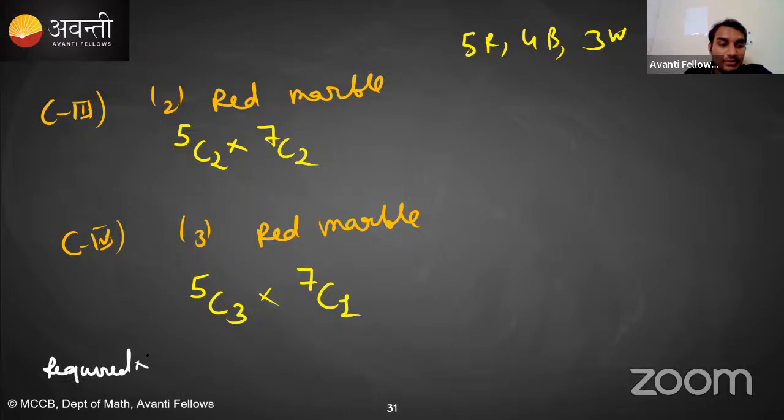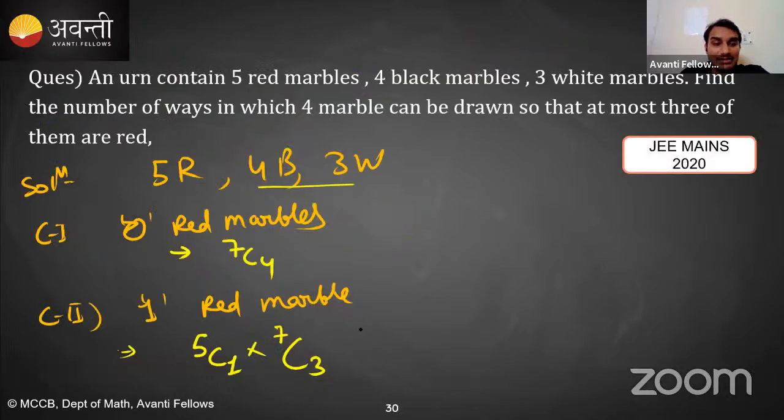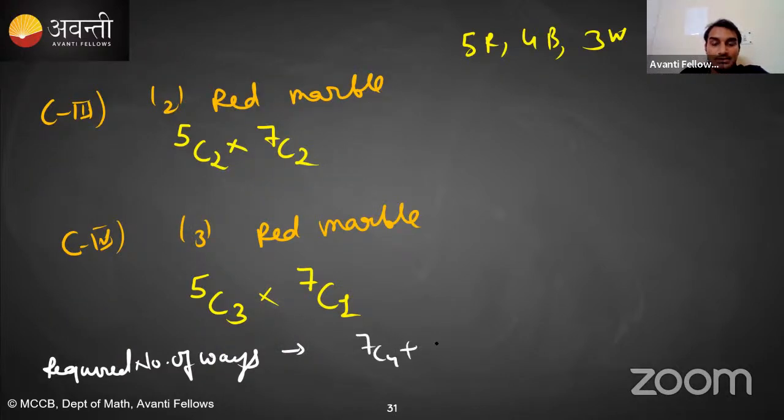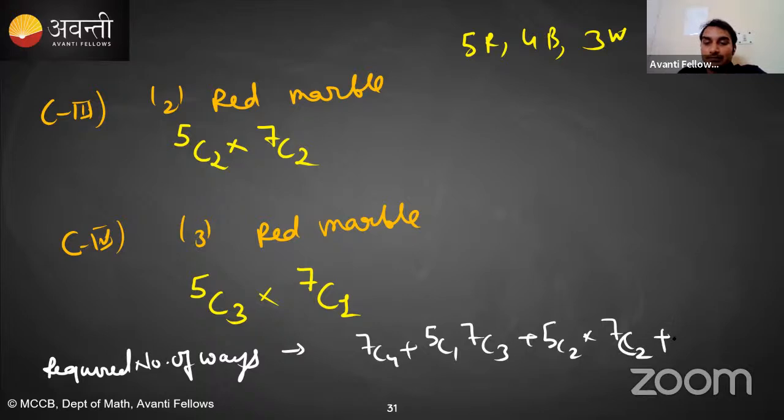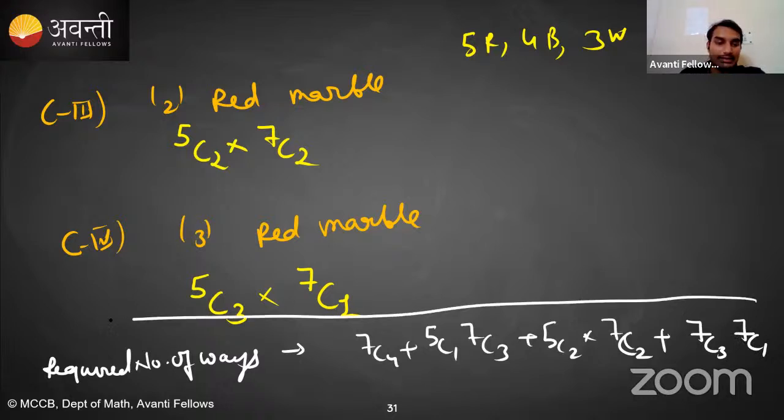Required number of ways, how many have come? Either case 1 or case 2 or case 3 or case 4. Means now you have to add all the 4 cases. So 7C4 plus 5C1, 7C3, plus 5C2, 7C2 and 5C3, 7C1. Just calculate this, and the answer will come.